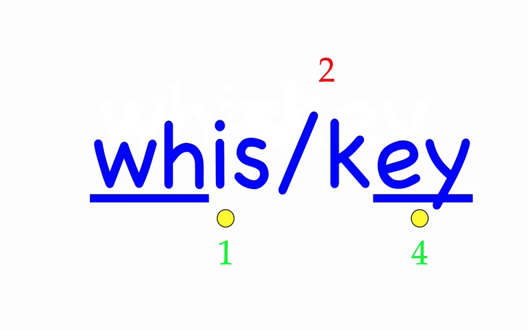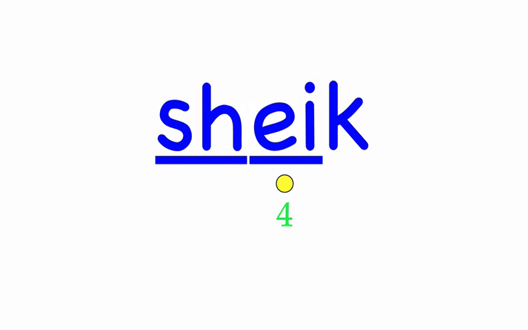Row 10. Sheik. He is a sheik from the Middle East. Sheik. 3 sounds. Sh, E, K. Sheik. Mark the word. Now this word can be pronounced either sheik or shake. And if you were to pronounce it shake, you would underline EI and put a 6 under it. But here it's representing the long E sound, and we pronounce the word sheik.